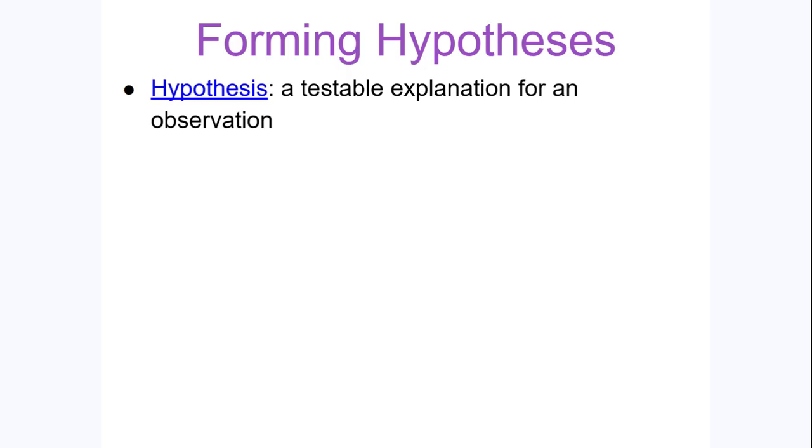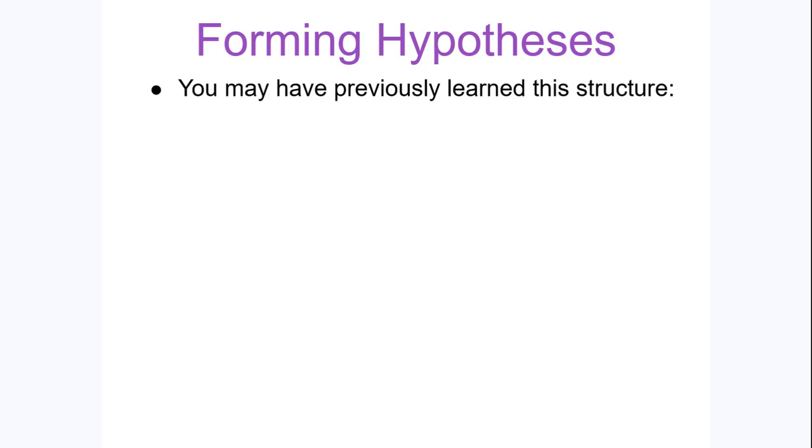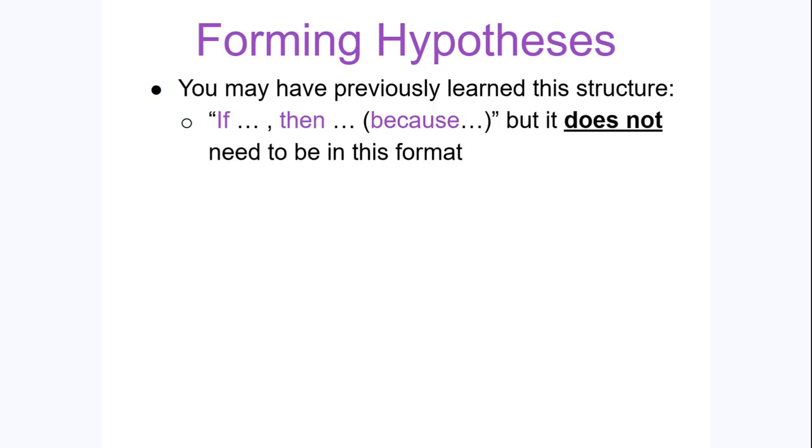Then you form a hypothesis. A hypothesis is a testable explanation for an observation. It explains the relationship between variables and what the researcher expects to happen to one variable if another variable changes. You may have previously learned this structure for a hypothesis, an if... then... because, but it does not need to be in this format.